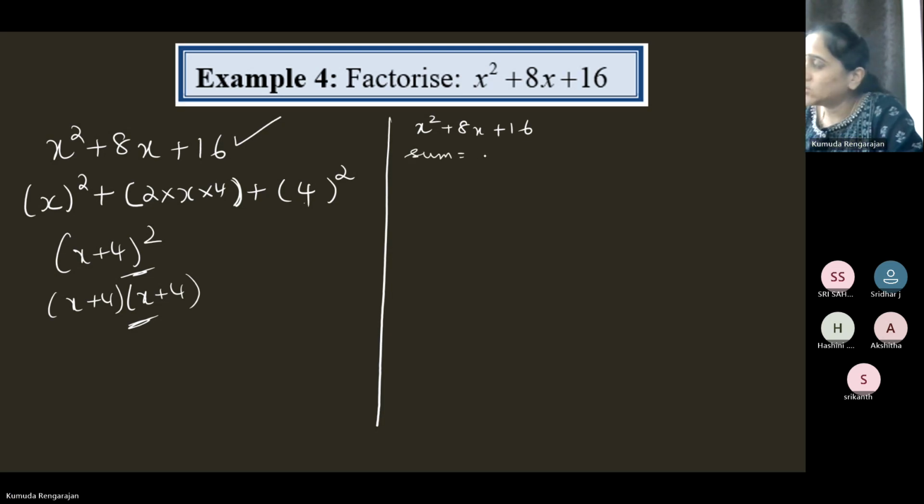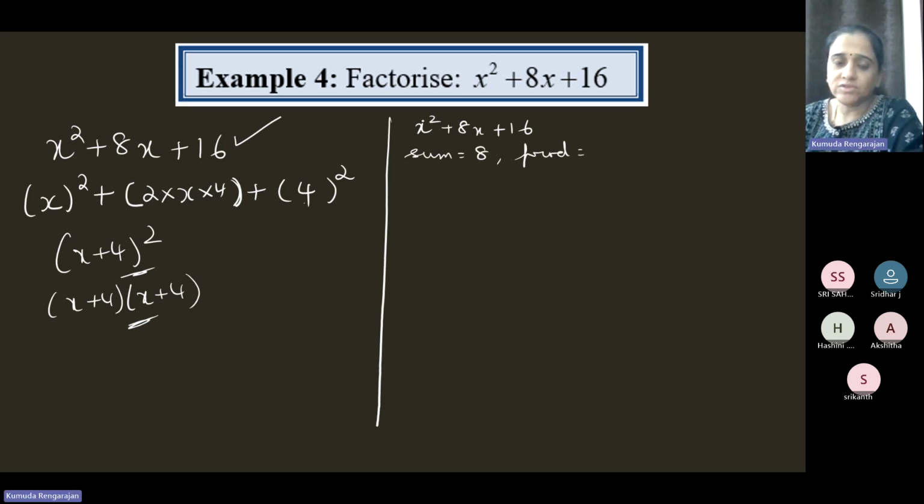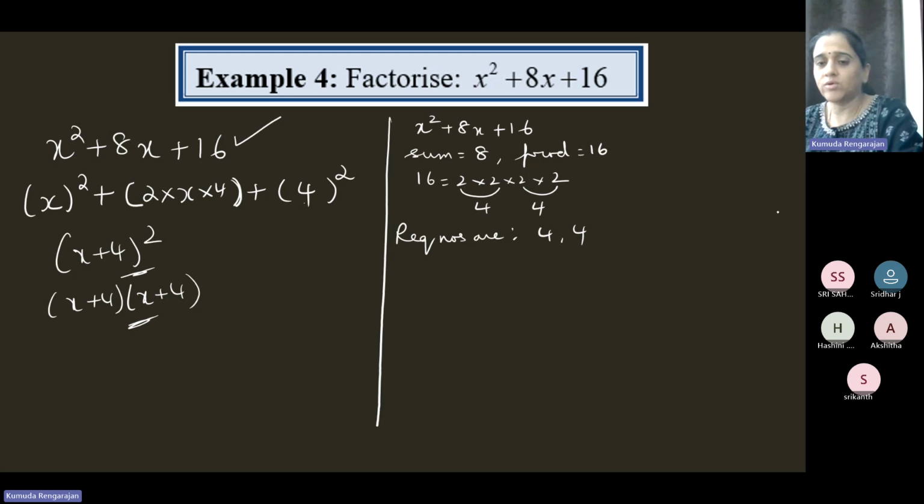Sum is equal to the coefficient of x. Product is equal to the coefficient of x squared into the constant, 1 into 16, which is 16. And what is 16 equal to? 2 into 2 into 2 into 2, 2 to the 4. So the numbers required are 4 and 4. Why? Because 4 plus 4 is 8 and 4 into 4 is 16.